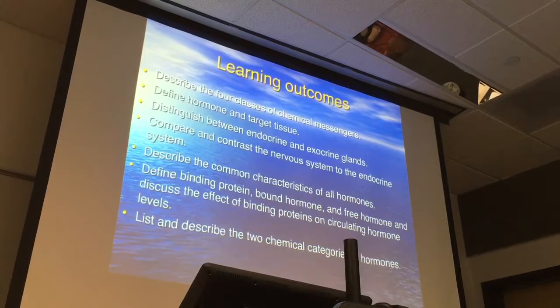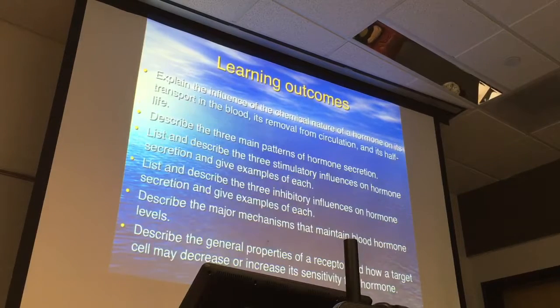Describe the common characteristics of all hormones. There's 3 of them. Define a binding protein, a bound hormone, a free hormone, and discuss the effects of binding proteins on circulating hormone levels. Probably won't get that far today. Describe the 2 chemical categories of hormones, and they are lipid soluble, water soluble. They have radically different characteristics.